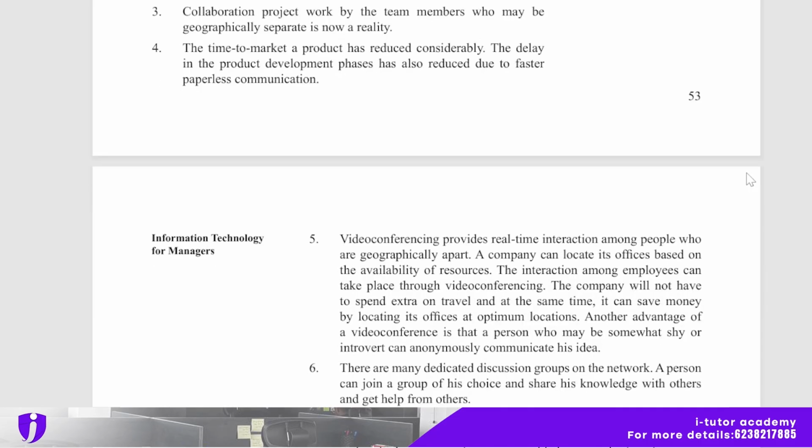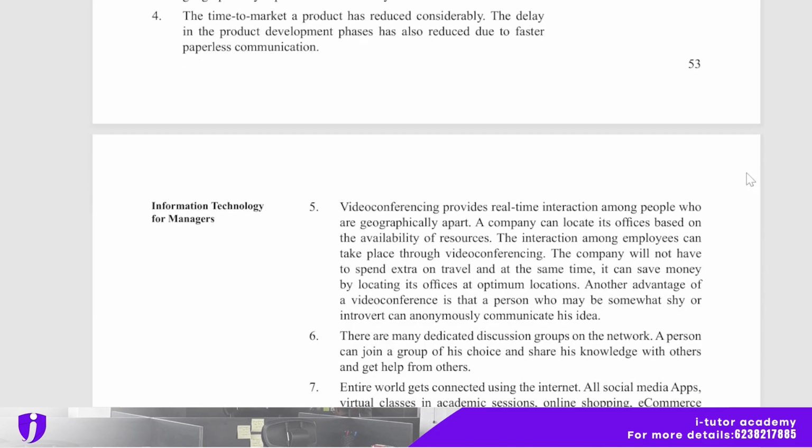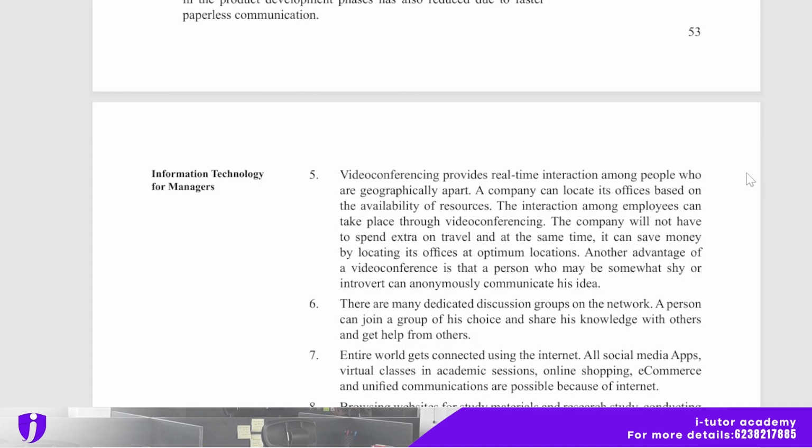And there are many dedicated discussion groups on the network. A person can join a group of his choice and share his knowledge with others and get help from others. And the entire world gets connected using the internet. All social media apps, virtual classes in academic sessions, online shopping, e-commerce, and unified communication are possible because of internet.